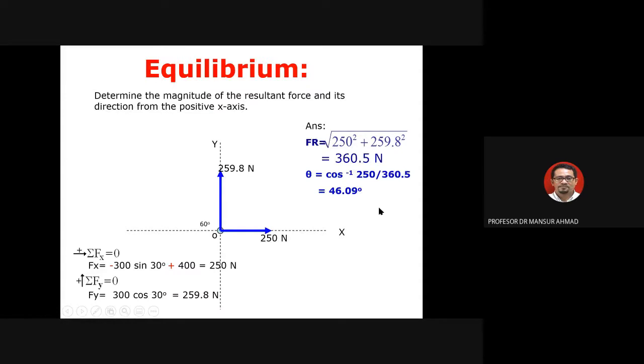Okay, so the resultant force and the direction. I'm going to draw this. This is the resultant force Fr, which is 360.5 Newton, and the direction theta from the positive x-axis is 46.09 degrees. So this is the second example. Do you have any questions before I proceed to the next one?